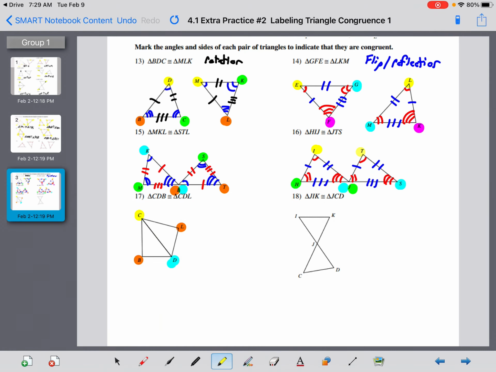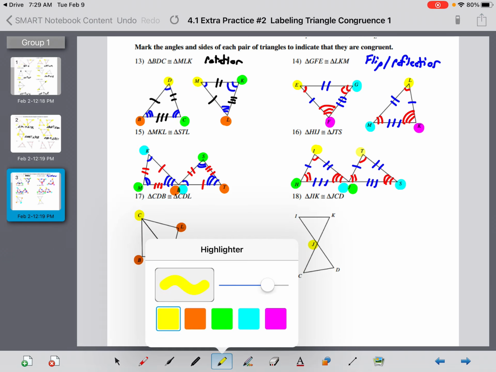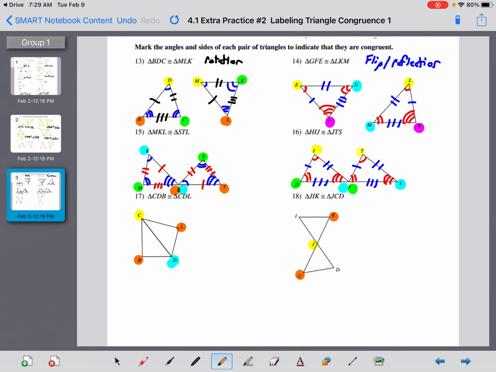Okay, and if you look at the last one, we have J corresponding with itself, K corresponding with C, and I corresponding with D. So why don't you try those last 2 on your own to draw those out.